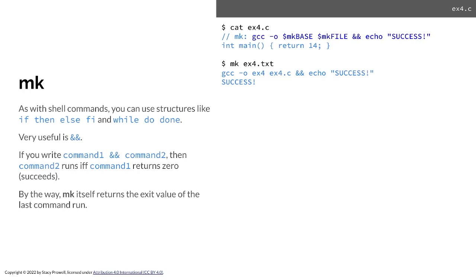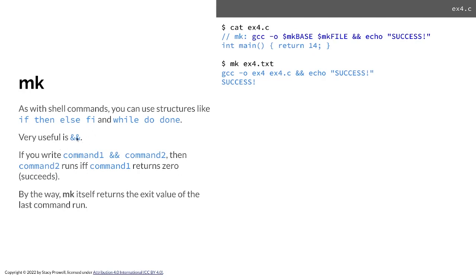Another example, this one's maybe getting a little bit more relevant to you. You can use all the shell stuff. You can use if, then, else, fi, and while, done, and redirections, and all those things. But you don't have to know all that stuff. There's a few things that are really, really useful, and one of them is the double ampersand. The only thing you can't do is span multiple lines. This only looks at the first line of the file.